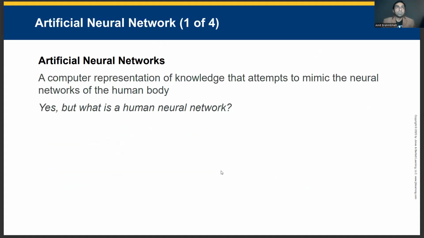Slide 28, Artificial Neural Networks, 1 of 4. This slide introduces artificial neural networks, which mimic the biological structure of neurons. Before understanding artificial networks, we review how human neurons work. Neural networks allow computers to learn from examples rather than rely on explicit rules. They're used in image recognition, speech recognition, and many modern AI systems.